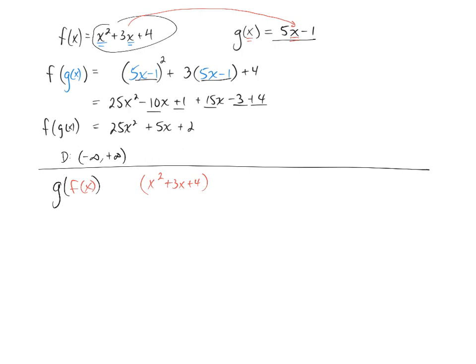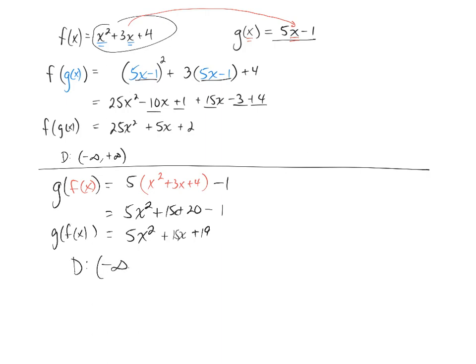And that's going to be acted on by g, which takes things and multiplies them by 5 and then subtracts 1. So all we need to do to simplify this is distribute the 5, plus 20 minus 1, and we get 5x squared plus 15x plus 19. And that's g of f of x. And again, for the same reason as before, the domain of this is just going to be all real numbers.